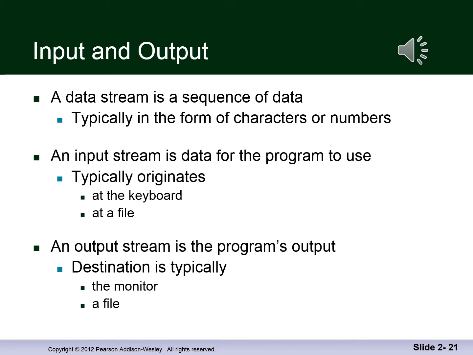An output stream is the program's output. The destination is typically, and for the first half of this class it will be, the monitor. However, as we get into file streams, I'll show you how to send output to a file also, or just to a file. You can send output to the monitor and a file, the monitor, or just a file.